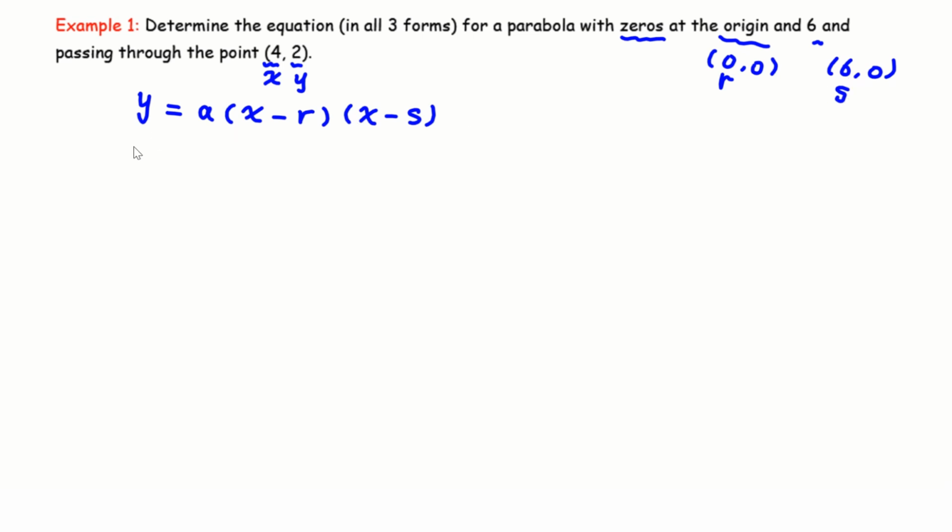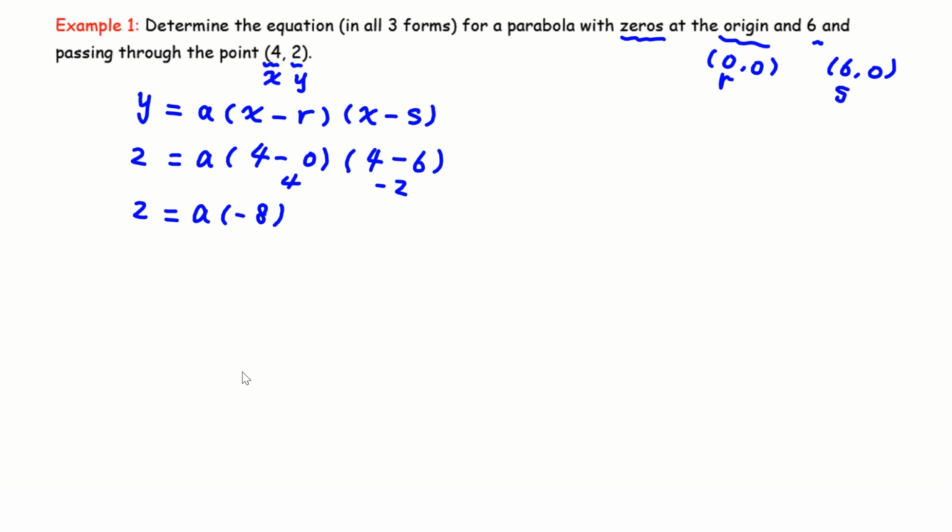So we sub in y is 2, a is unknown, x is 4 minus 0, bracket, then 4 for the x value minus 6. Then we do the brackets first. So 4 minus 0 gives you 4, and 4 minus 6 gives you negative 2. Then we times 4 and the negative 2 together, and you are going to have 2 equals a times negative 8.